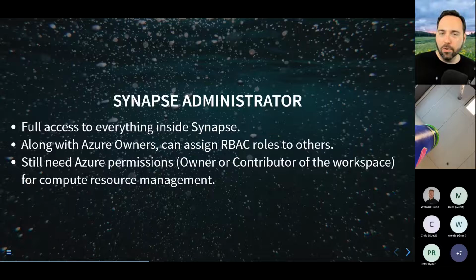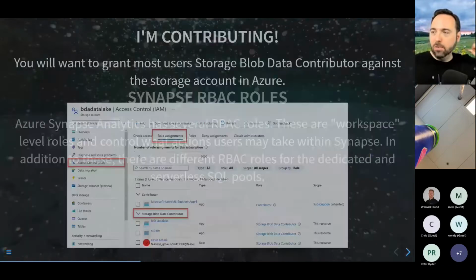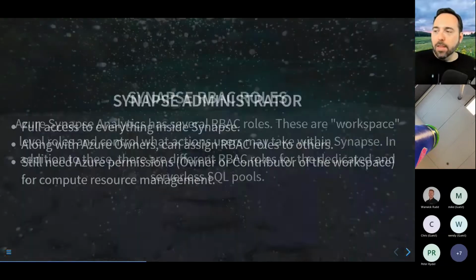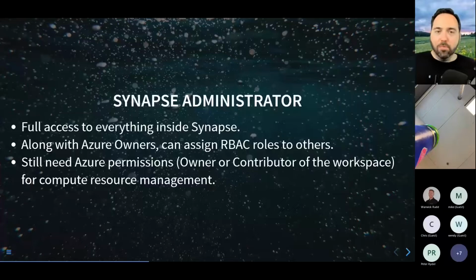In addition to Azure owners, these people are allowed to assign RBAC roles to others. So if you want to assign somebody a role, you must be an owner of the workspace resource. And going back to this screen right here, if you went to access control or IAM for the Synapse workspace and added somebody as an owner, then they would be able to assign any workspace roles. A Synapse administrator can also do this, but you still need Azure permissions. Those permissions are either owner or contributor on the workspace.